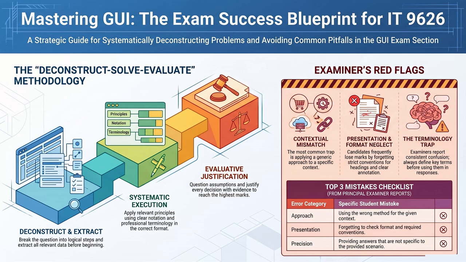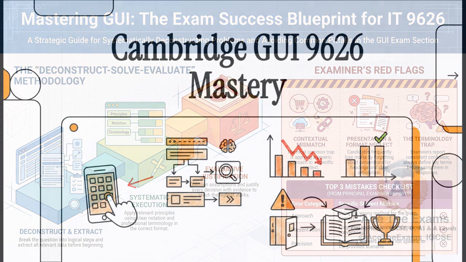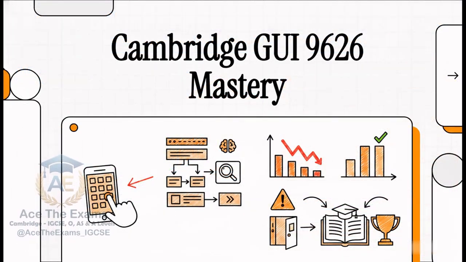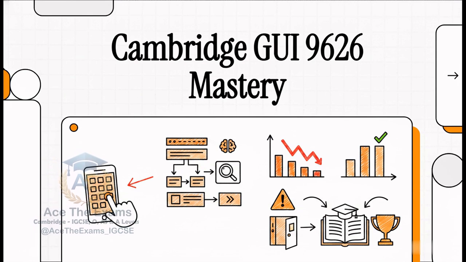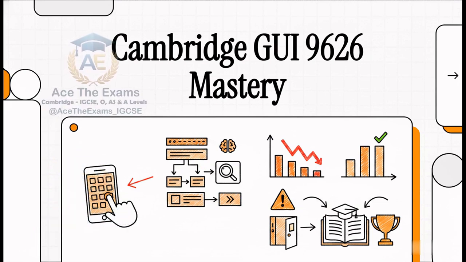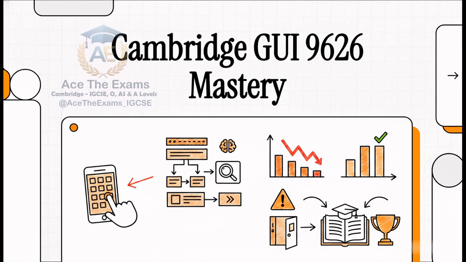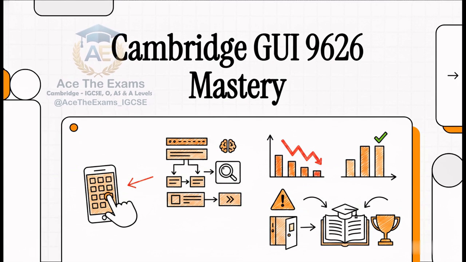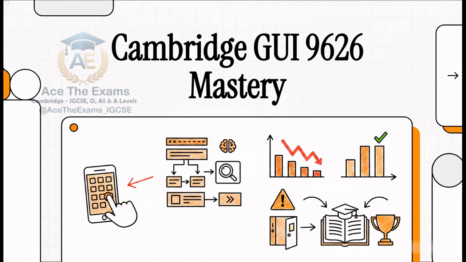Welcome to this explainer. Today we are tackling what is arguably the ultimate, most frustrating challenge for Cambridge computer science and information technology candidates anywhere in the world. It doesn't matter if you're currently studying syllabus codes 0417, 0478, 2210, 9618, or taking on the AS and A-level 9626. There's one specific area that consistently trips up even the brightest, most prepared students. I'm talking about mastering syllabus topic 2.5, Graphical User Interfaces, or GUIs for short.